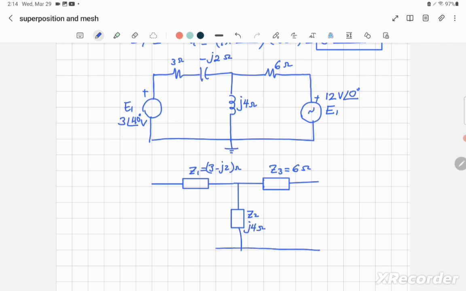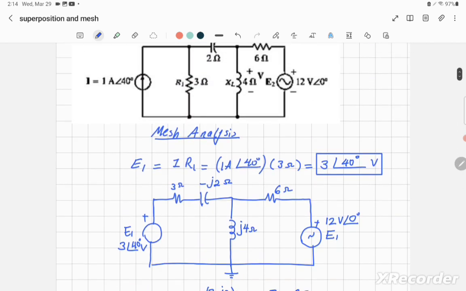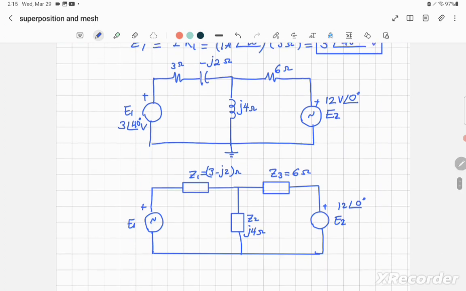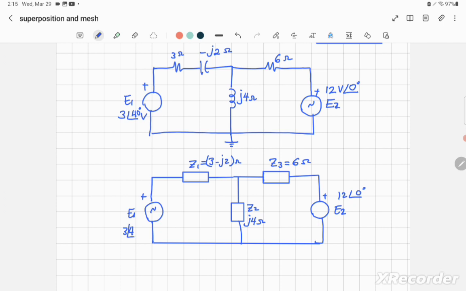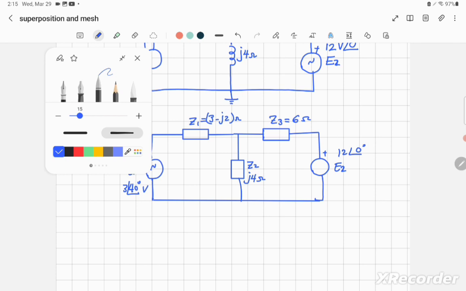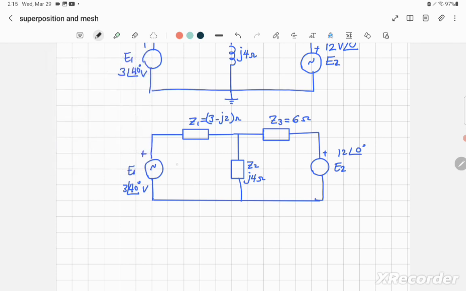And then I complete the circuit by adding the voltage sources. The one to the right is E2, equal to 12 at an angle of 0, and the other one is E1, which is equal to 3 at an angle of 40. Now I will assign the loop current for each loop, and we agree that it's going to be in the anti-clockwise direction.